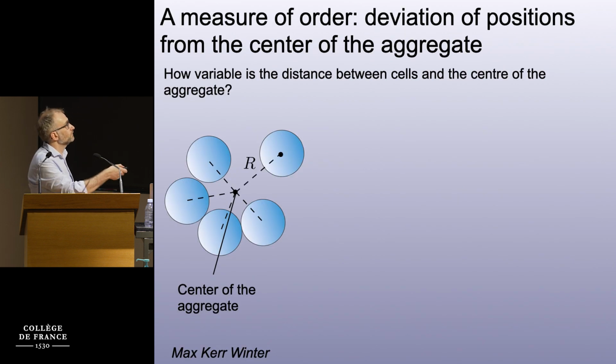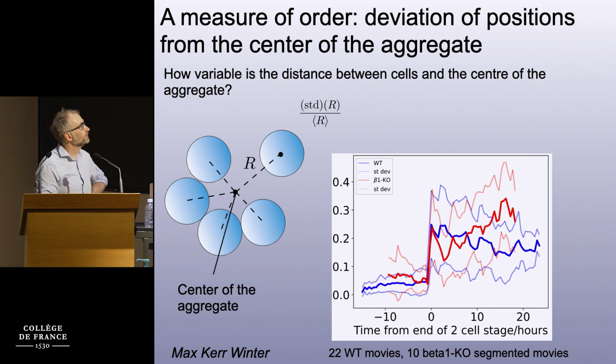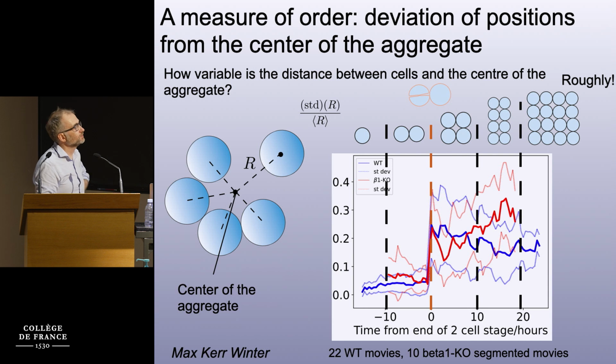So we wanted to quantify this. For this, we take the center of each cell, we take the distance of the center of the cell to the center of the aggregate, and then we define an order parameter, which is the coefficient of variation, the standard deviation of this distance divided by the mean. Then we take our movies, and we time align them. We choose a common reference point. Time equals 0 is the time at which the aggregate goes from 2 to 3 cells. Because we have looked at the cell cycle time, we know that it's about 11 hours, and then we know that over this time we have roughly 1, 2, 4, 8 cells. And then as a function of time, the blue curve describes the wild type, and the red curve the beta-1 integrin knockout. And what we see is that indeed already at these early stages there is a difference of organization. The wild type is more ordered, especially once the aggregate has 8 cells, than the beta-1 integrin knockout.